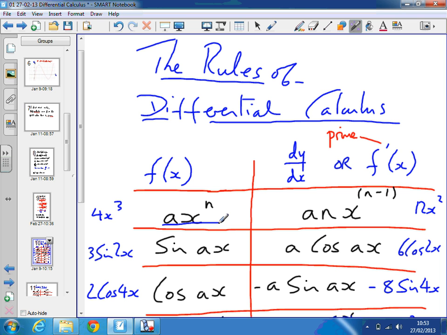The differential turns out all you do is bring the power down, n, and multiply it by the number in front, and then take 1 off the power, n minus 1. So in this example, 4x cubed, I multiply the 4 by the 3 to get 12, and then take 1 off 3 to get 2, and so 12x squared. So you can write down the answer. It's as easy as that.